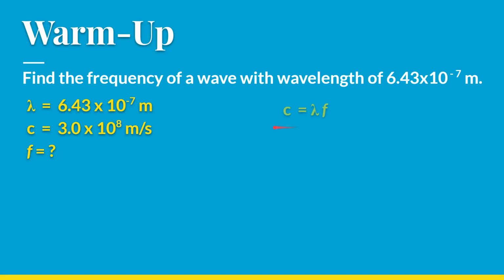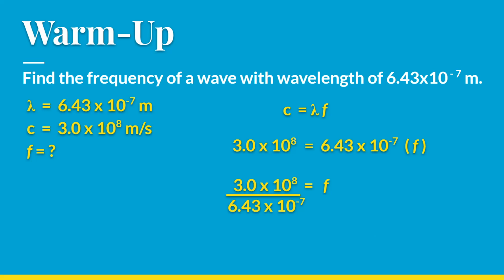We have the wavelength, we have the speed of light, we're looking for frequency. Our equation is speed of light equals wavelength times frequency. If we substitute into that equation, we have 3 times 10 to the 8th equals 6.43 times 10 to the negative 7th times f. To solve for that frequency, we need to isolate that variable, which means we divide both sides by 6.43 times 10 to the negative 7th. When we do that, we get a frequency of 4.67 times 10 to the 14th hertz. That is the frequency you should have for this warm-up.